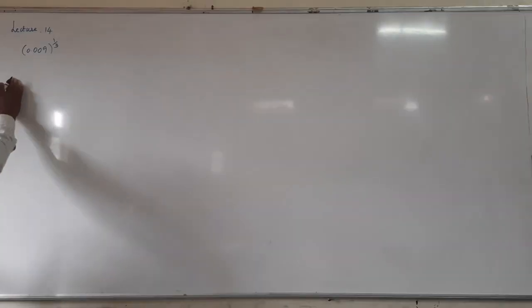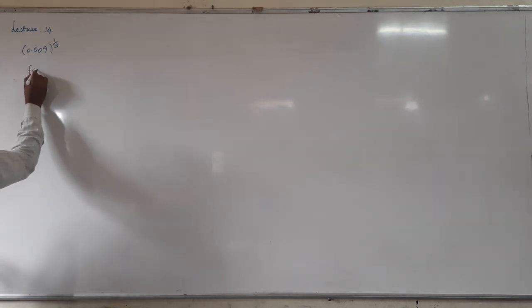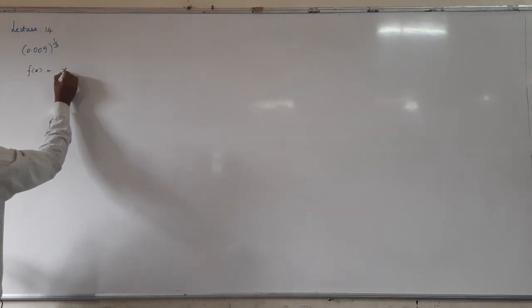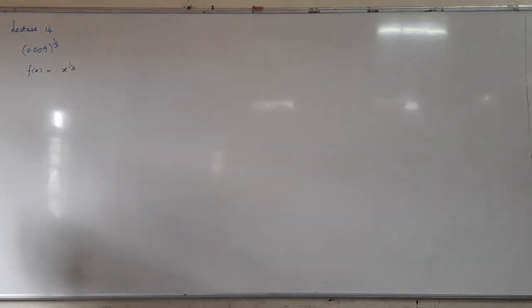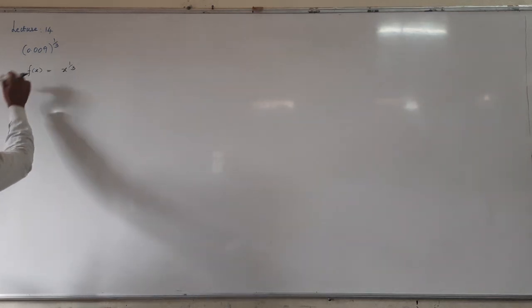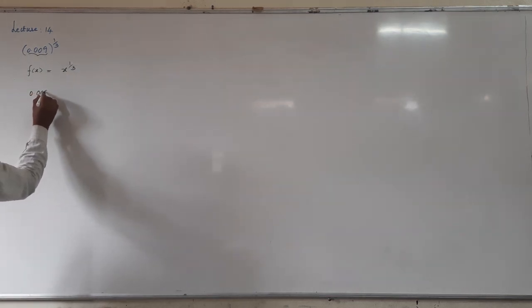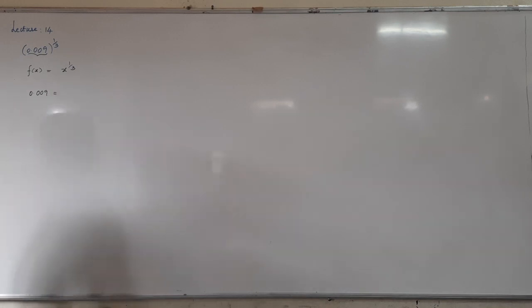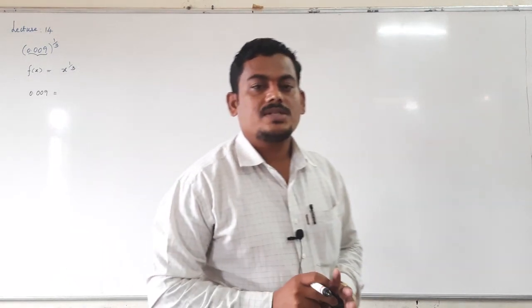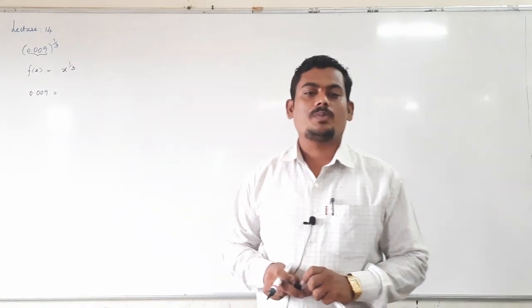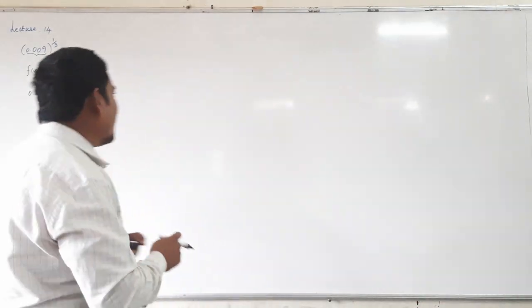Look at the given expression and define f of x. In this case, f of x is x power 1 divided by 3, right? Let us define a function f of x equal to x power 1 divided by 3. After that, consider this value, 0.009, and write 0.009 as a perfect cube number plus or minus something.